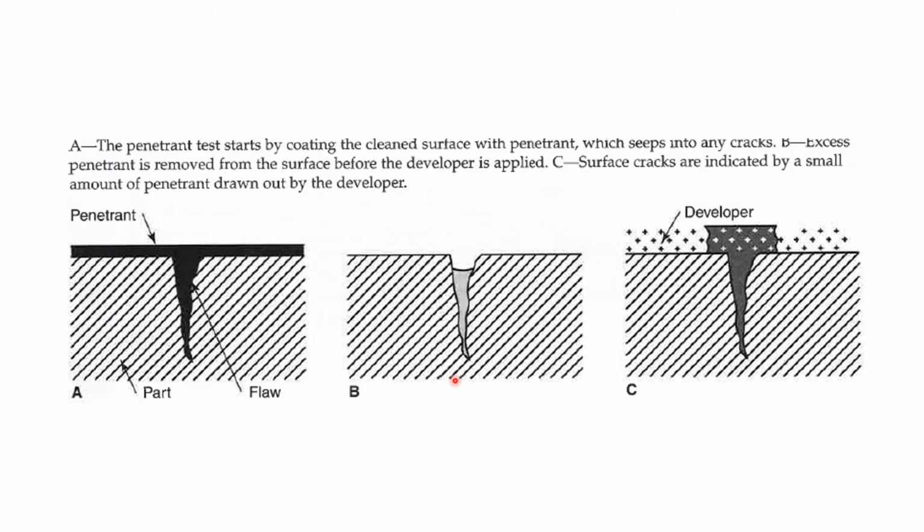Then when you take a look at B, excess penetrant, we will remove it by cleaning the surface. And then you're going to apply the developer. See the developer, these little star dots right there. So surface cracks are indicated by a small amount of penetrant. That penetrant is going to react with the developer. So see this, where it was originally, it's going to come up, drawn out by the developer.